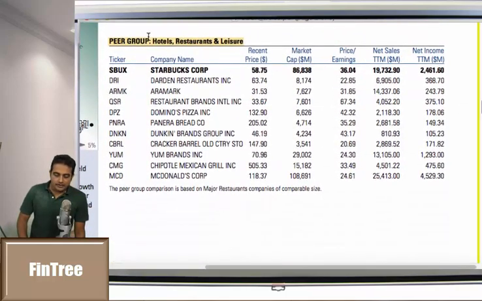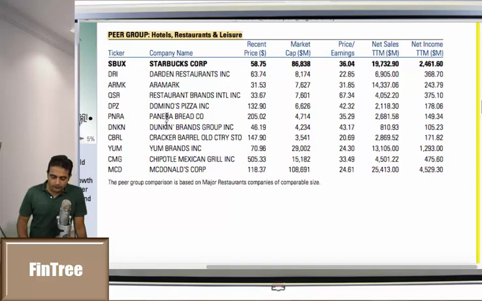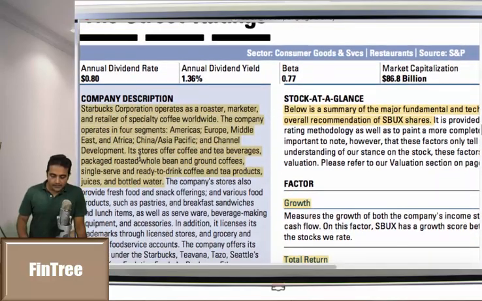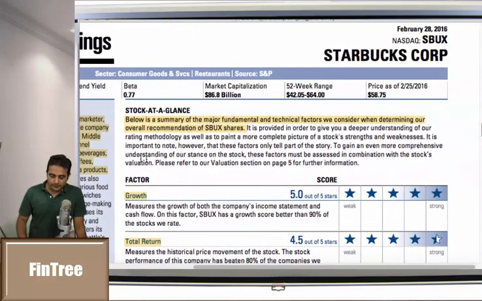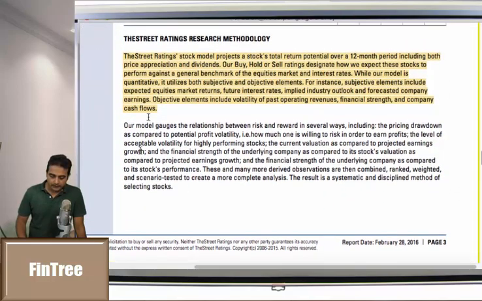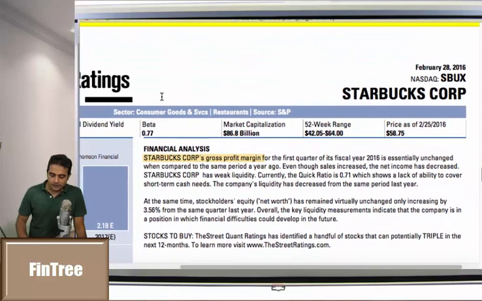Then there is a large discussion on the peer group. One of the learning outcomes at level 2 discusses how you select an appropriate peer group for comparison, and on what parameters a peer group should be selected. They have given a list of a lot of companies they think are peers, and all the data about price to earnings, sales and other variables. Then again we have some company description here, stock at a glance. Then they have this unique rating mechanism on growth and total return efficiency. And then they have discussed their research methodology here.